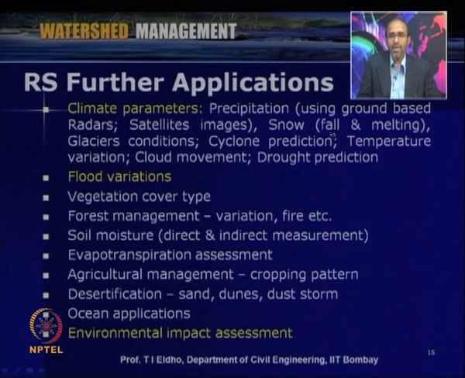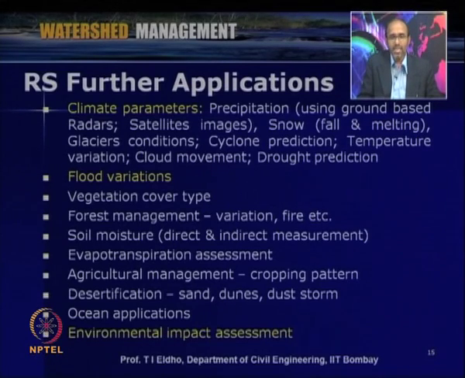And then snowfall and melting, as I already mentioned, can be obtained through either radars or satellite data. And then glacier conditions, whether the movement of the glaciers or the melting of the glaciers, can be easily identified using satellites. Then cyclone prediction: we can identify the cloud movement and whether any cyclone formation is taking place, and that can be easily identified by remote sensing satellites. With hourly or daily movement, we can predict whether a particular area will be affected by a cyclone.